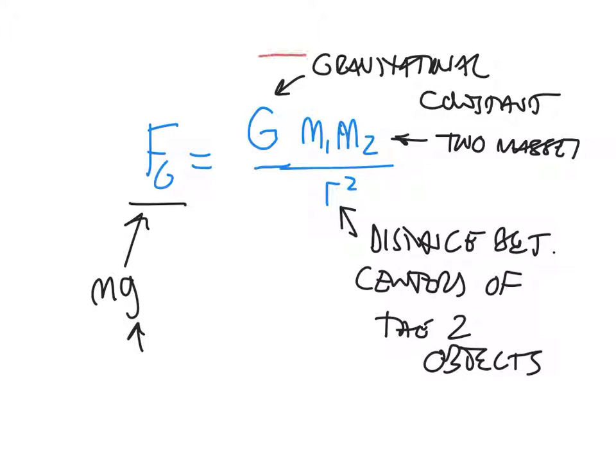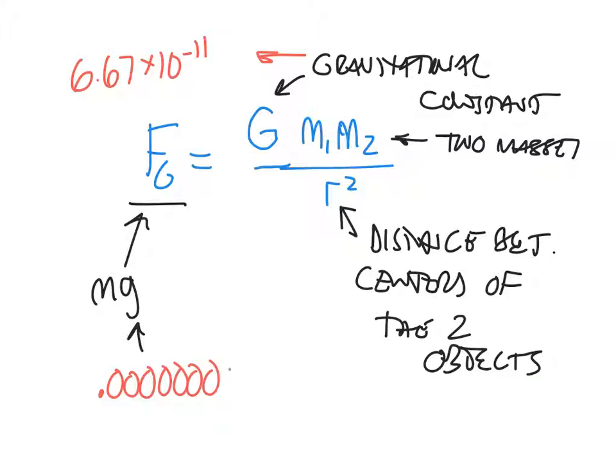The value of the gravitational constant, and we'll use this one a lot, is 6.67 times 10 to the minus 11. Remember, I said it had to be something really small. Remember, minus exponents mean there's zeros, so it's 0.00000000006 67. So that's a very small value that we would use for the gravitational constant.